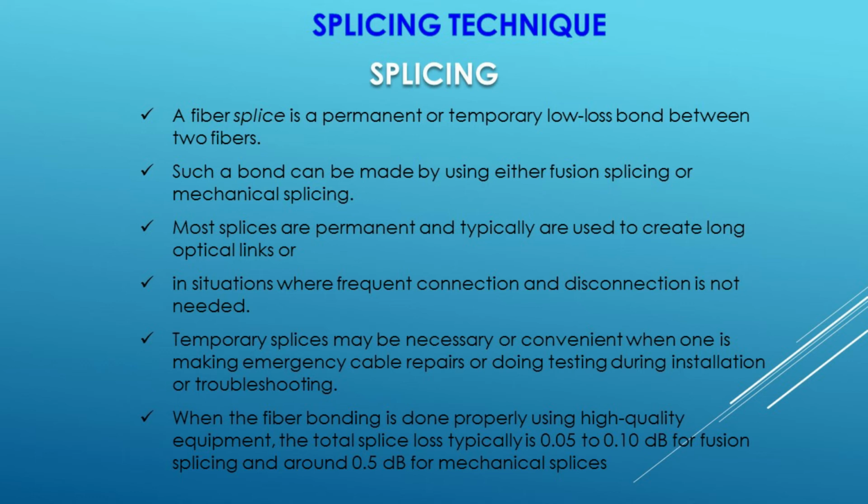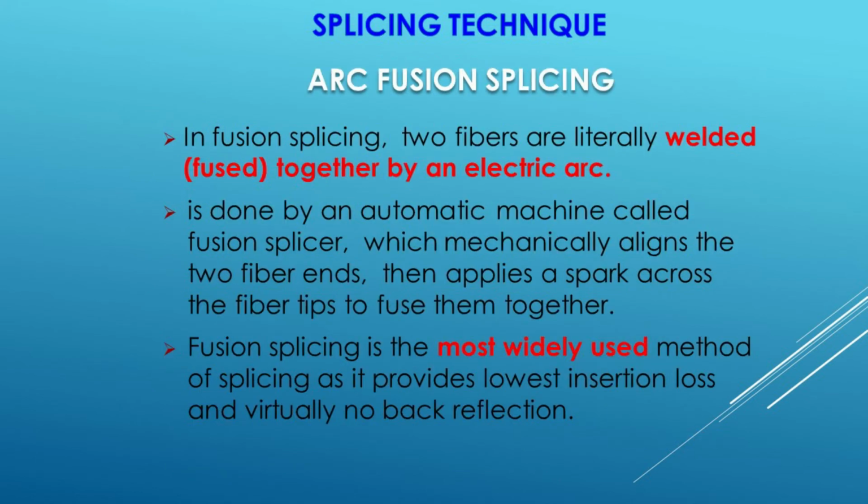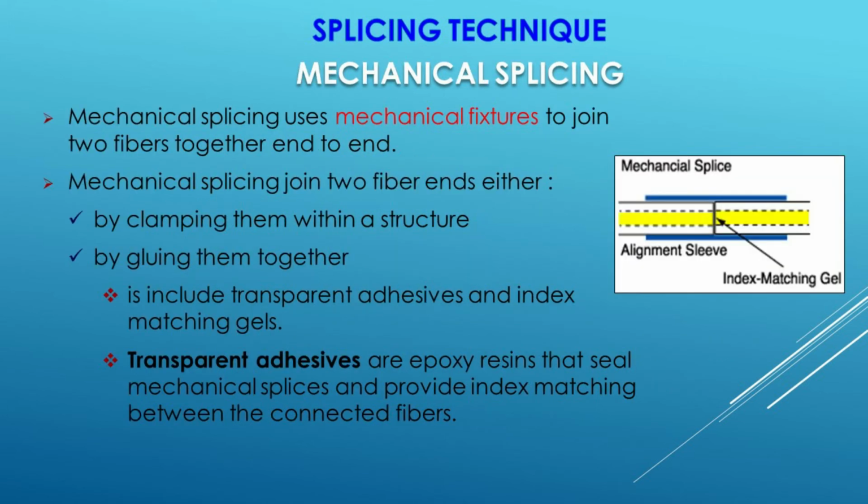When the fiber bonding is done properly using high-quality equipment, the total splice loss typically is 0.05 to 0.10 decibels for fusion splicing and around 0.5 decibels for mechanical splices. Arc fusion splicing. In fusion splicing, two fibers are literally welded, fused together by an electric arc. It is done by an automatic machine called a fusion splicer, which mechanically aligns the two fiber ends, then applies a spark across the fiber tips to fuse them together. Fusion splicing is the most widely used method of splicing as it provides the lowest insertion loss and virtually no back reflection.